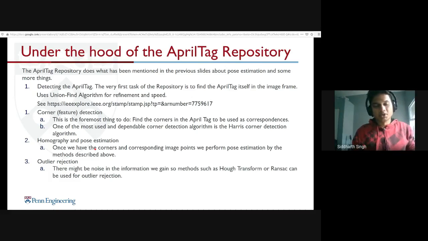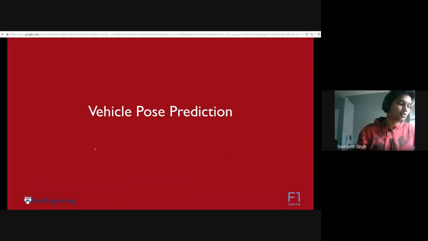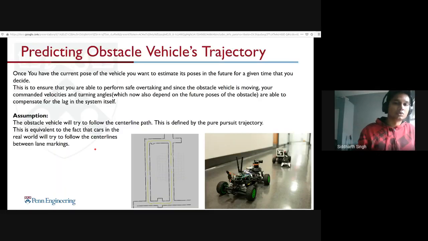We have an understanding of where the object is, the April tag in our case, with respect to the camera, how far it is, and what orientation it has. Now, the second thing that we initially said we would talk about is prediction, right? If I know in the current timestamp where the April tag is, can I predict where it will be, say 10 seconds in the future? So that's where we talk about predicting the obstacle vehicle's trajectory.